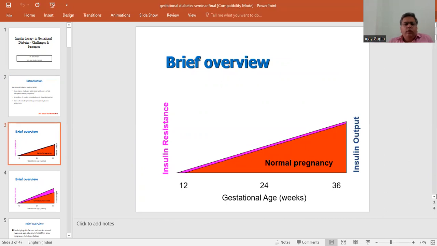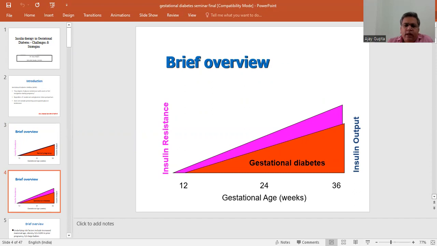So this is the overview of the normal pregnancy. Here we can see that as normal pregnancy progresses, which has been mentioned in the orange color, and in the light pink color, the insulin resistance has been demonstrated. As the pregnancy progresses, the insulin resistance usually increases during normal pregnancy also. From 12 weeks onward, there is a significant increase in the insulin resistance as the pregnancy progresses.